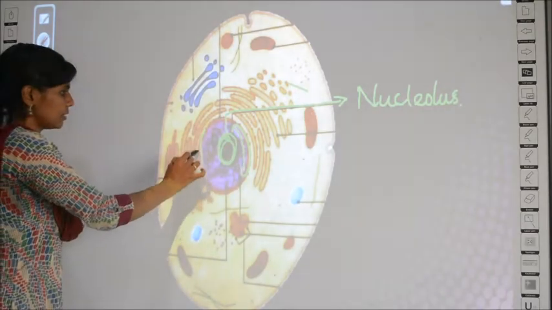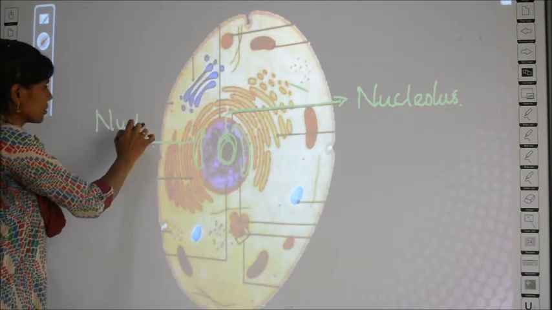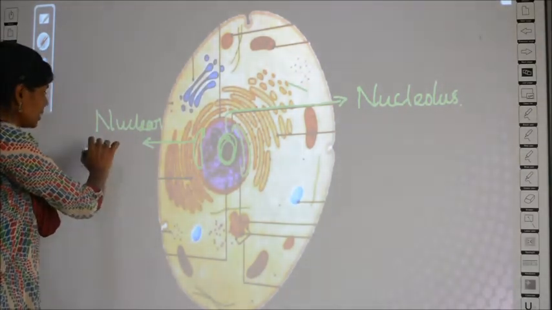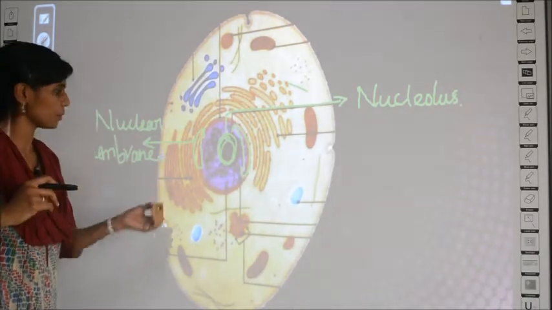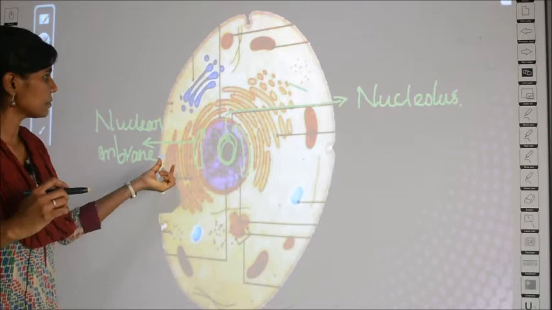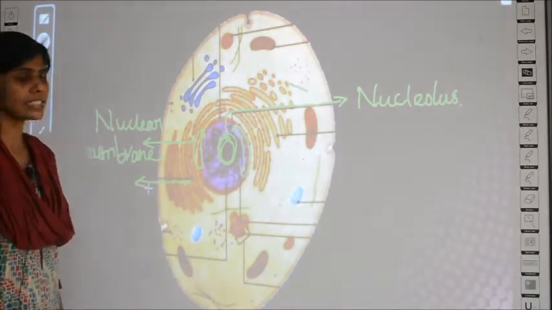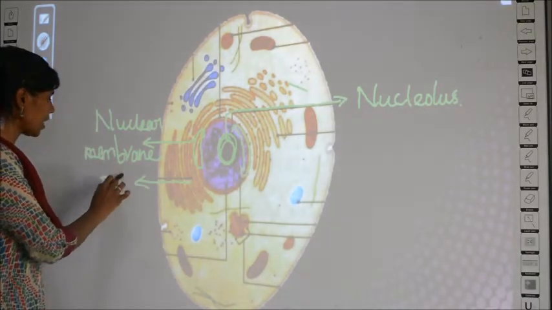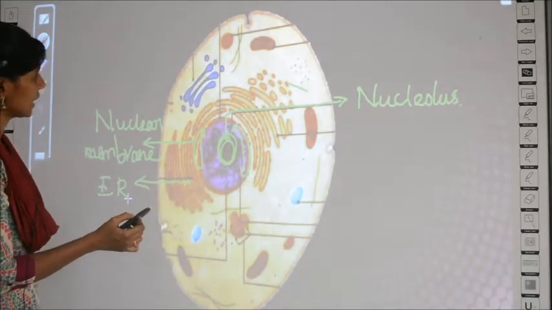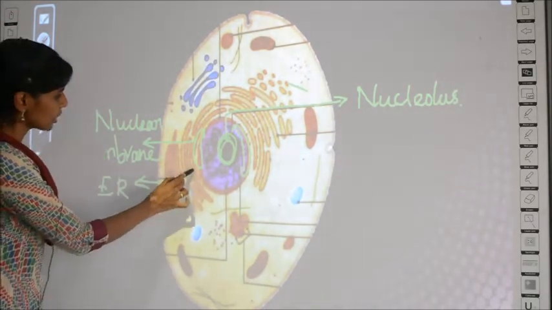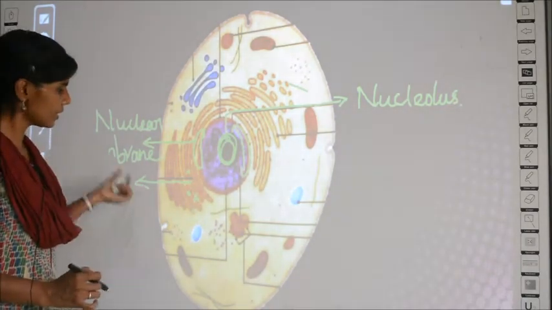I will label this side. So, nuclear membrane, it is again repetition, we have learnt already in the structure of plant cell also. And here, what is this immediately next to the nucleolus? It is endoplasmic reticulum, ER. It can be either rough endoplasmic reticulum or smooth endoplasmic reticulum. Here you have a dotted structure, so I will label it as RER, that is rough endoplasmic reticulum.